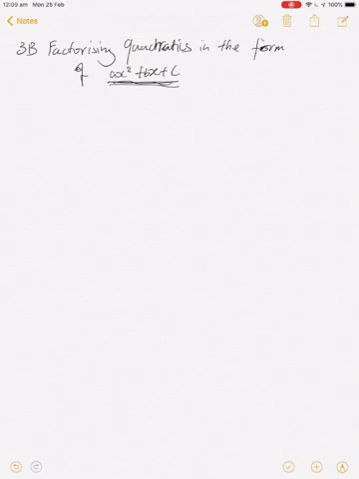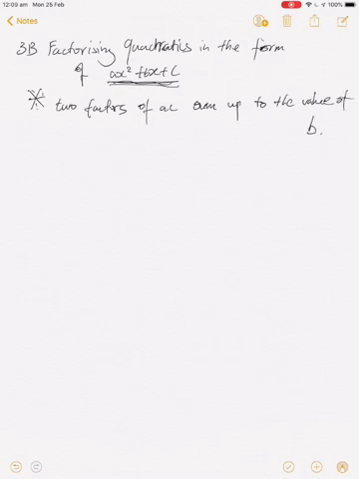And to factorise a quadratic, what I want you to remember is this sentence: two factors of AC sum up to the value of B. Okay, to make sense of this, let's start with one example. So example 14 in your booklet, which is on page 7.